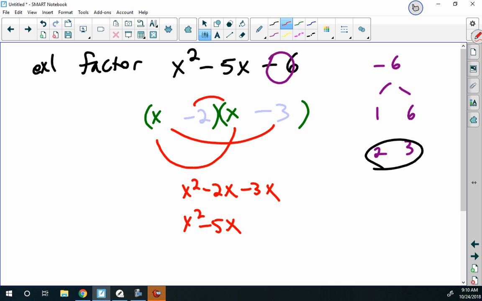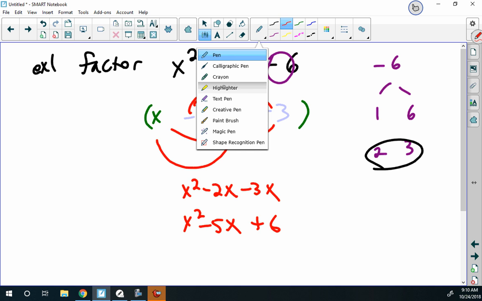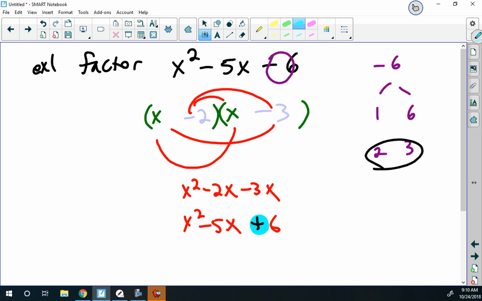So far, we're looking like we're on the right track, right? But here's the deal. This last product, negative 2 times negative 3, what's that equal? That equals positive 6. But we want our answer to be a negative 6. See that?